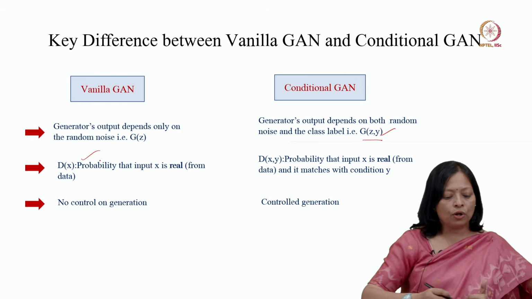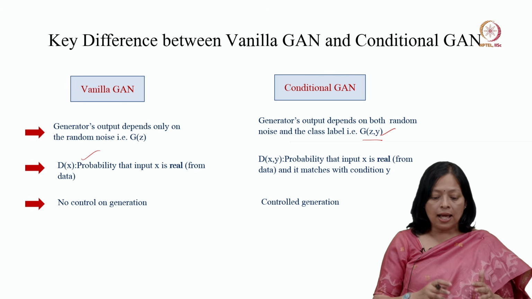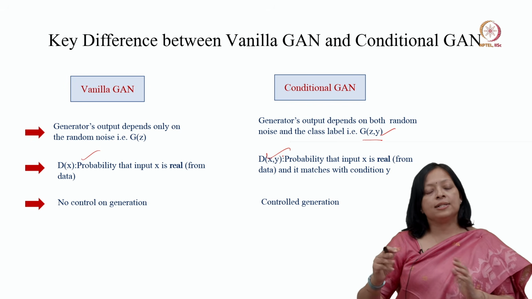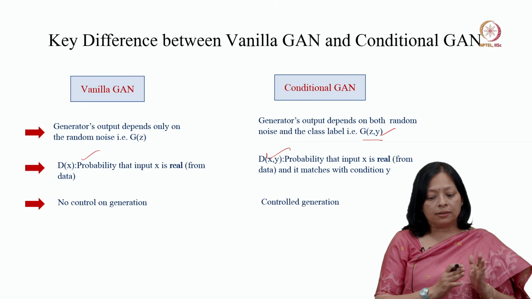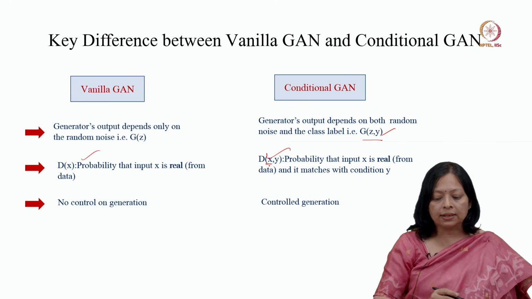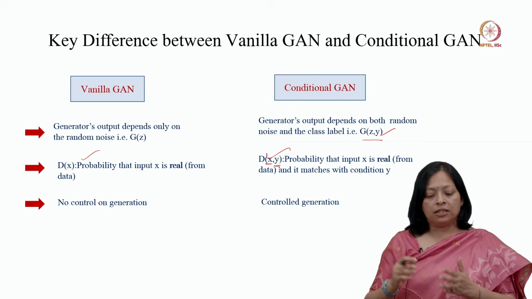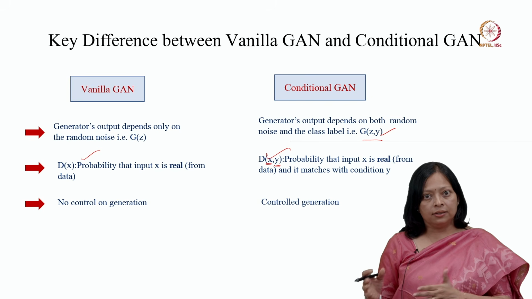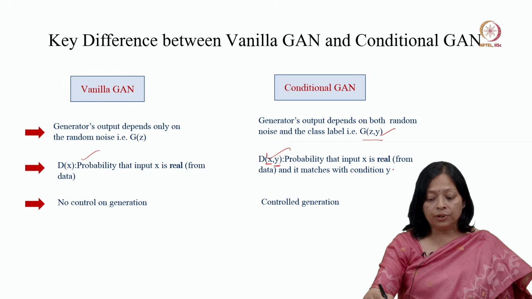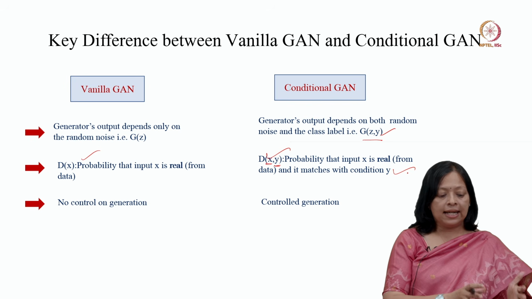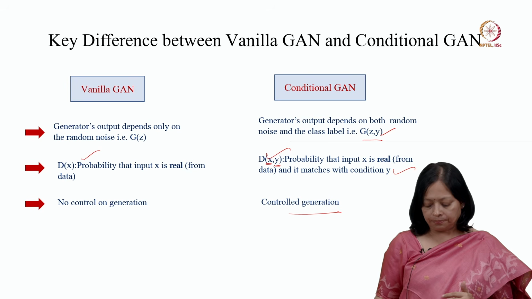Here D(x) gives the probability that the input x is real, from the data. In the conditional GAN, the probability score generated by the discriminator takes both the input x as well as the condition. So it sees the probability that the input x is real, that is, from the actual data set, and that it matches with the condition y. Okay, so both the things it sees. In vanilla GAN there is no control on generation, and here it is controlled generation.